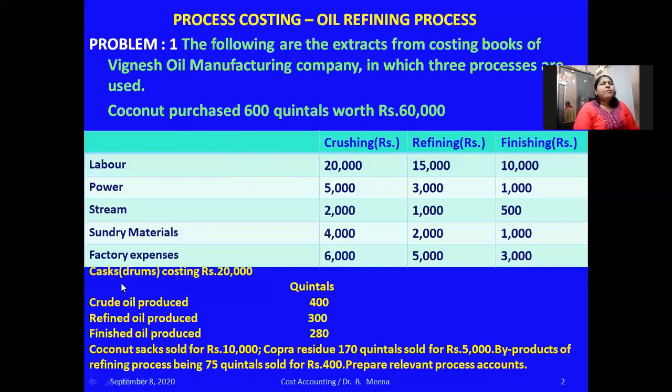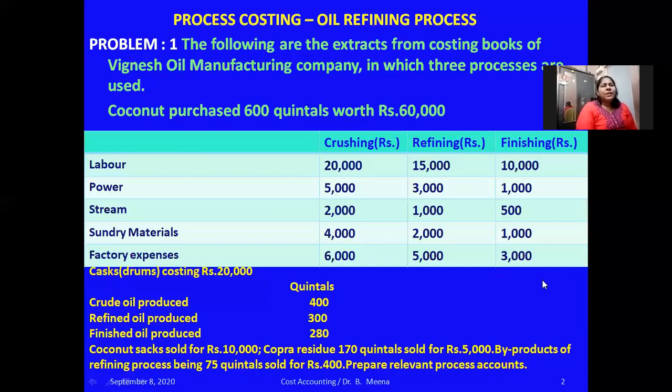And under this, we have one more information. Gas drums costing rupees 20,000. Gas is like a cap for the container. So this is the expense which will be incurred. We need to think of that. This expense is not mentioned specifically as being for crushing, refining or finishing process. So we need to check whether this expense is applicable for crushing, refining or finishing.